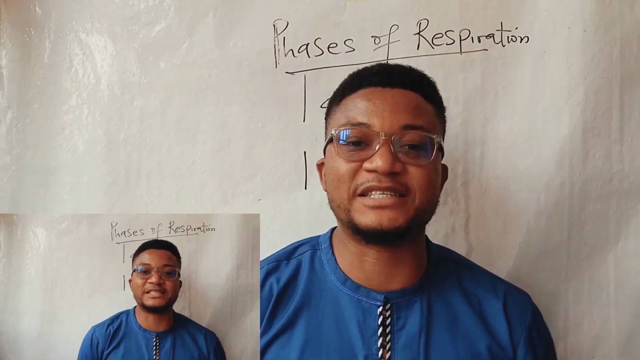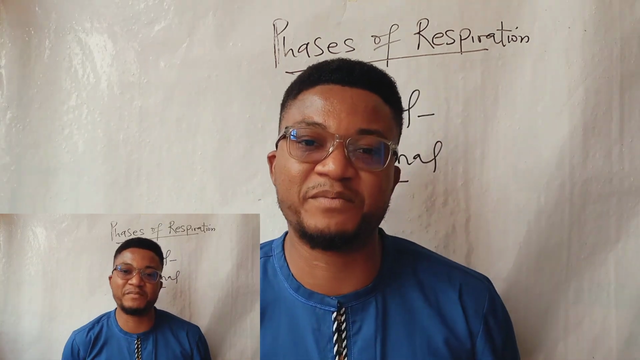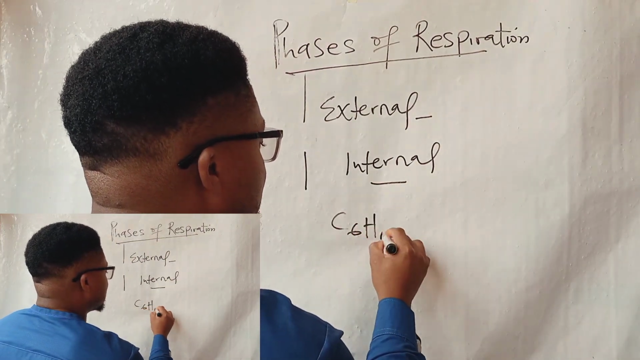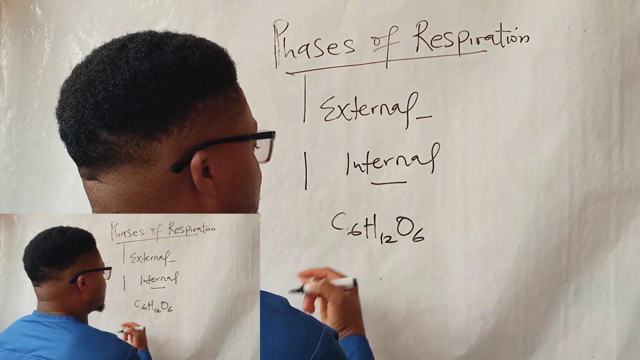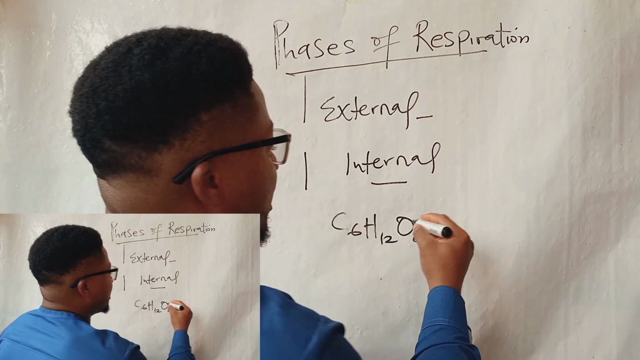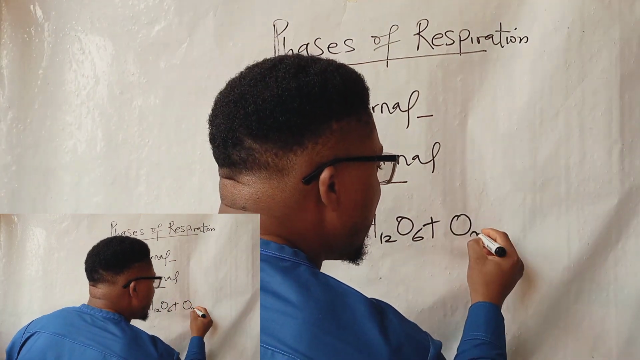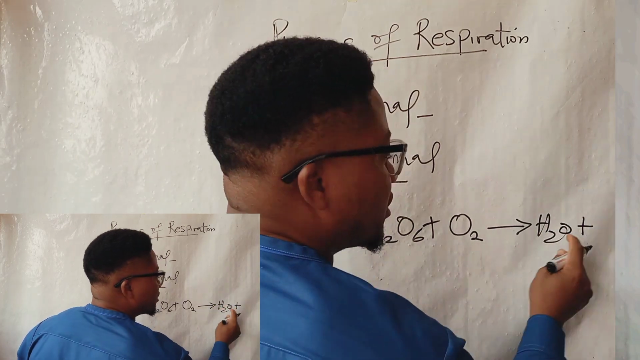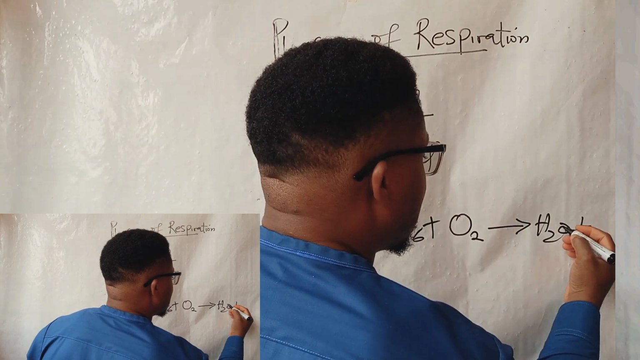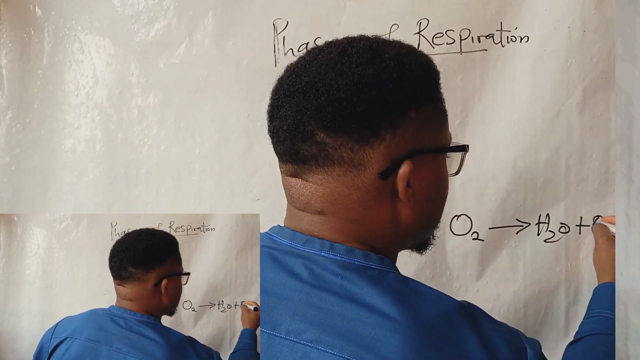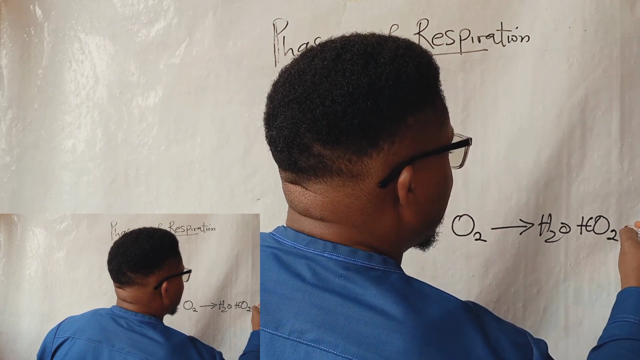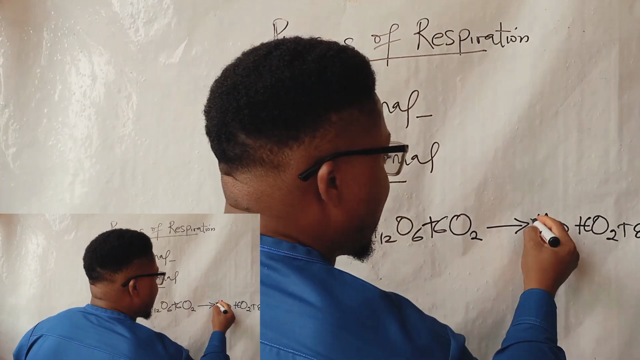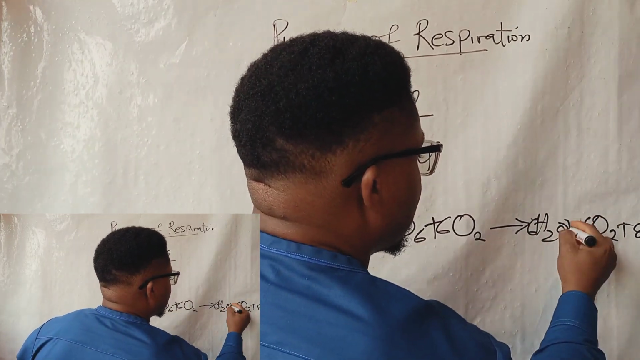Now, there are so many formulas associated with this particular internal respiration. For example, we can have our glucose. This glucose, which is C6H12O6, in the presence of oxygen, will now give us what? It will give us water, it will give us CO2, and plus what? Energy. So to balance the equation, I have 6 here and I can also have 6 here.